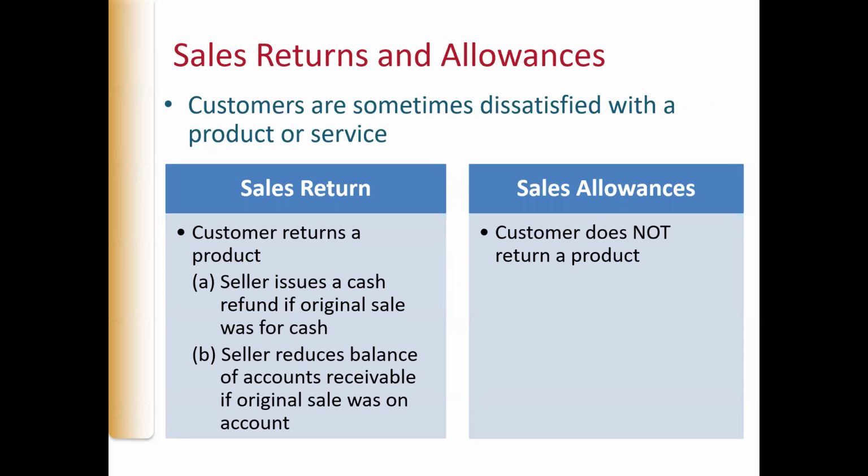When a customer returns a product, we're going to just create the journal entry and offset what we previously did. So if the seller provided cash, then we're going to refund cash. If the seller reduces the balance of accounts receivable, if the original sale was on an account. So we're going to create the journal entry exactly the way in which it was paid. If it's cash, we're going to return cash. If it's an accounts receivable, we will offset that accounts receivable.